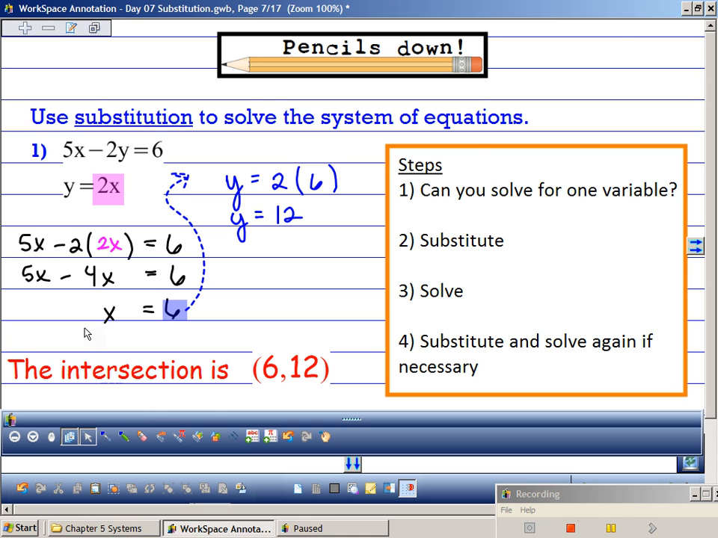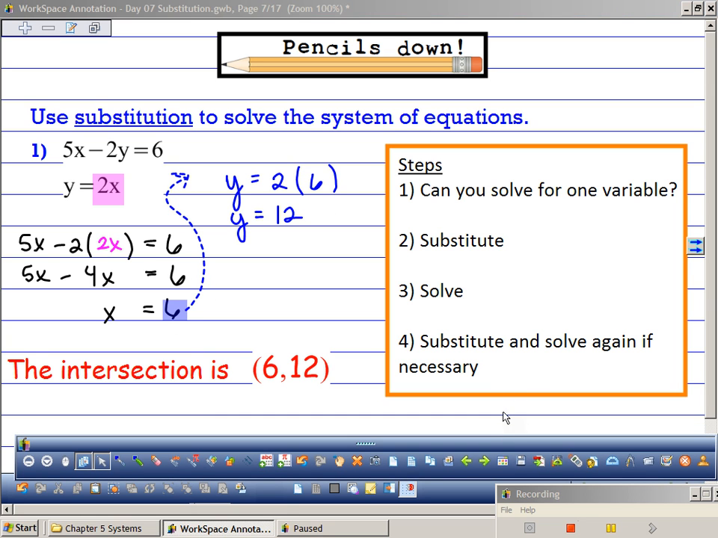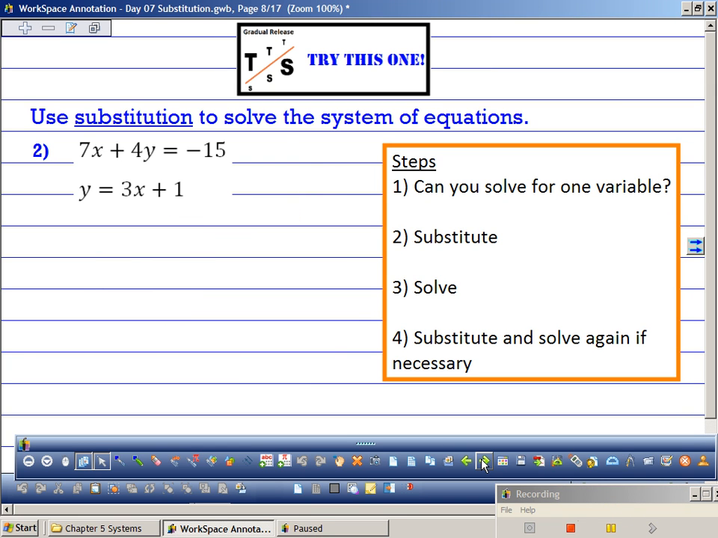So, everybody follow me on this one? Here's our steps. Can you solve for one variable? I already had one variable solved, right? I already knew what y was. Substitute, so I fit y into my equation. Solve, I found x, and then I put it back into the other equation. Questions? Go ahead and copy that down. Okay, so let's move on to the next one.